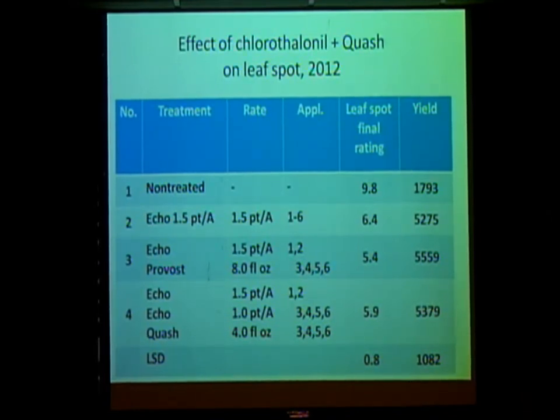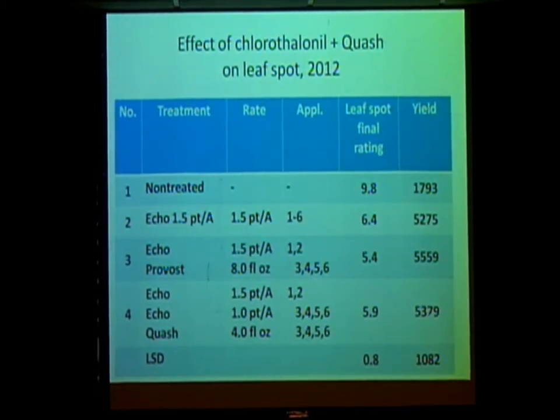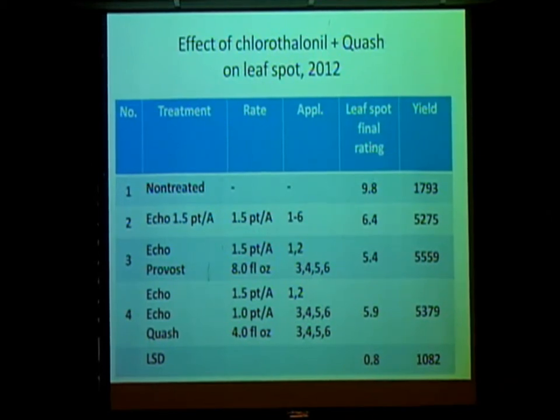A little on Quash then as well. We got good leaf spot control with the Provost, better in this case than the chlorothalonil standard, and then the combination of chlorothalonil plus Quash, comparable to that of the Provost treatment, and about halfway between it and the chlorothalonil treatment. Yields not that much difference between the two, but again, this regime held up very well.